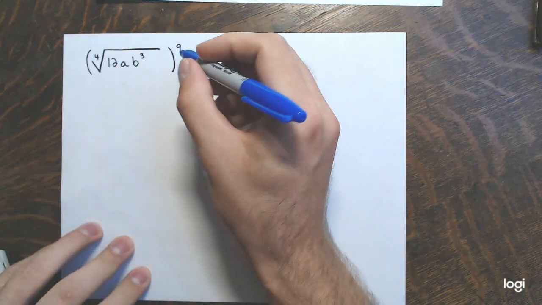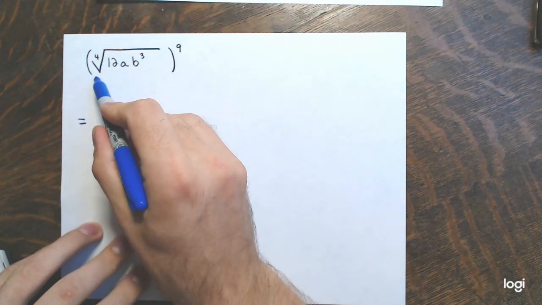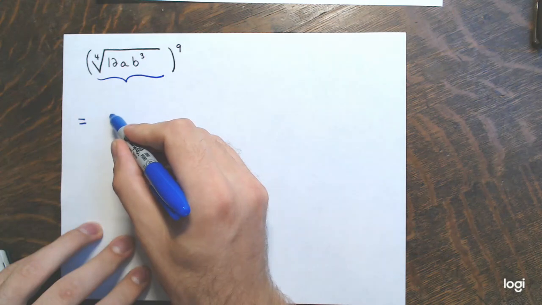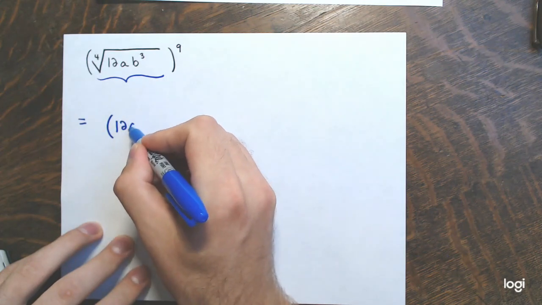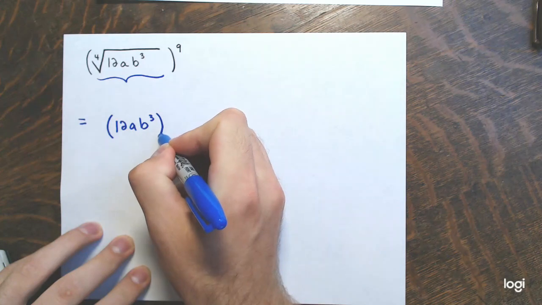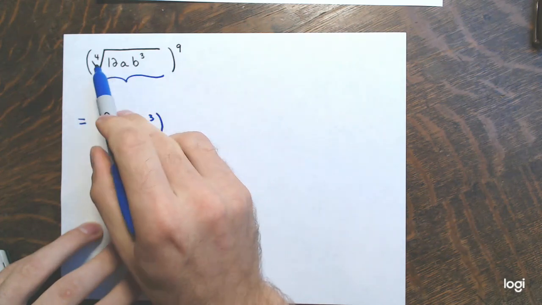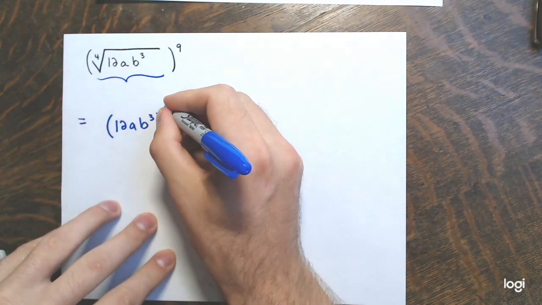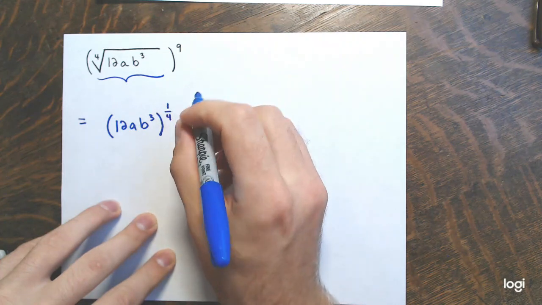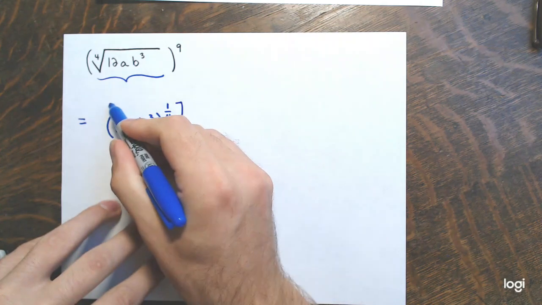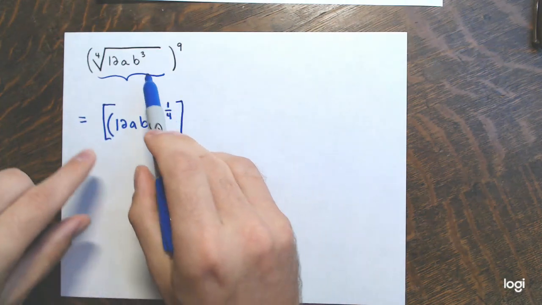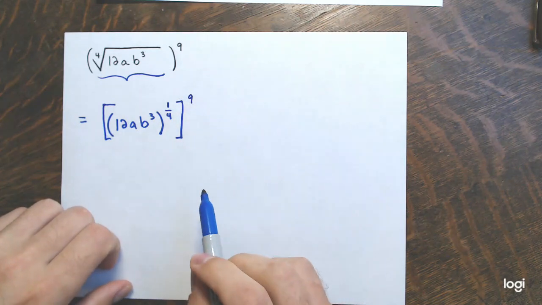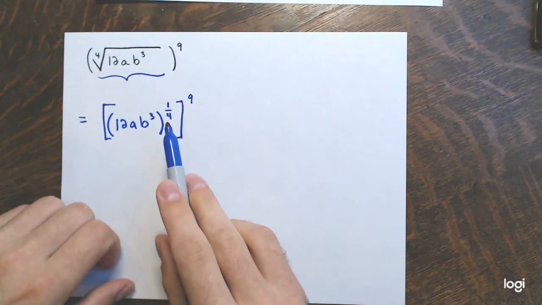So I'm just going to rewrite this with some fraction powers. This guy in the parentheses here, the radicand, is going to be the base, right? So in parentheses, I'll put this 12ab cubed. And that 12ab cubed, we're taking the 4th root of that. And as you saw in the last example, 4th root means raised to the 1/4 power. And then this itself, I'm using some brackets here, this thing itself, I'll put in the brackets, is being raised to the 9th power.